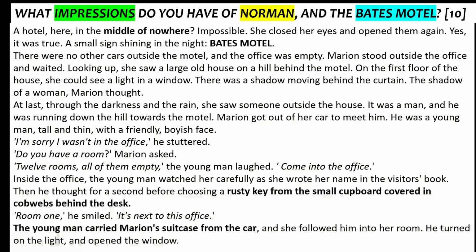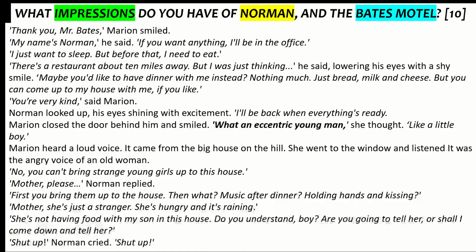The young man carried Marion's suitcase from the car, and she followed him into her room. He turned on the light and opened the window. "Thank you, Mr. Bates," Marion smiled. "My name's Norman," he said. "If you want anything, I'll be in the office." "I just want to sleep, but before that, I need to eat." "There's a restaurant about 10 miles away, but I was just thinking," he said, lowering his eyes with a shy smile, "maybe you'd like to have dinner with me instead. Nothing much, just bread, milk, and cheese. But you can come up to my house with me if you like." "You're very kind," said Marion. Norman looked up, his eyes shining with excitement. "I'll be back when everything's ready." Marion closed the door behind him and smiled. What an eccentric young man, like a little boy.